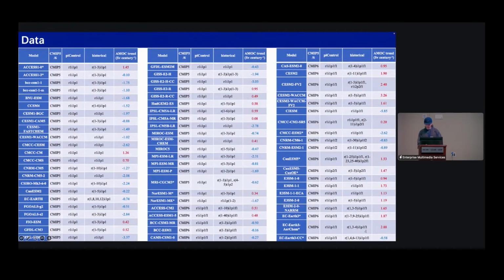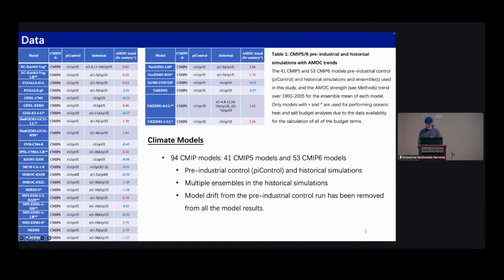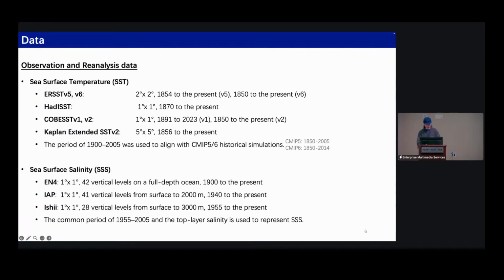To answer these questions, we use 94 CMIP models, as I show here, including 41 CMIP5 models and 53 CMIP6 models. Each model has pre-industrial control and historical simulations, and multiple ensembles are included in the historical simulations. For the observations, we use 6 datasets for sea surface temperature and 3 datasets for sea surface salinity.